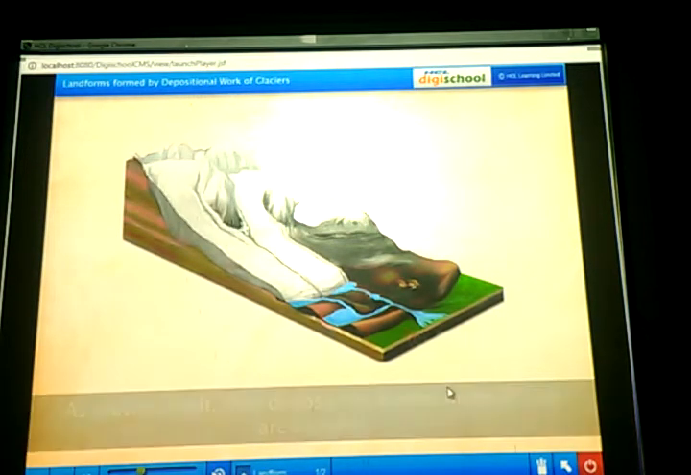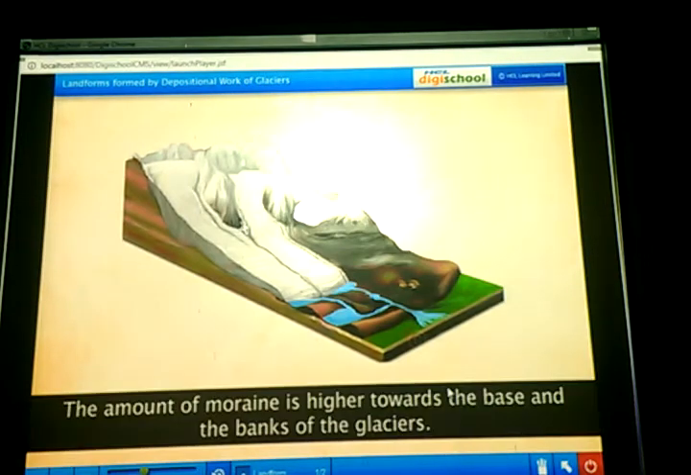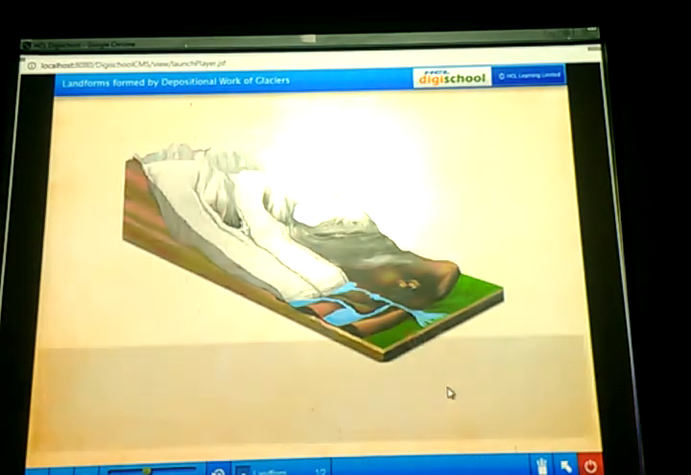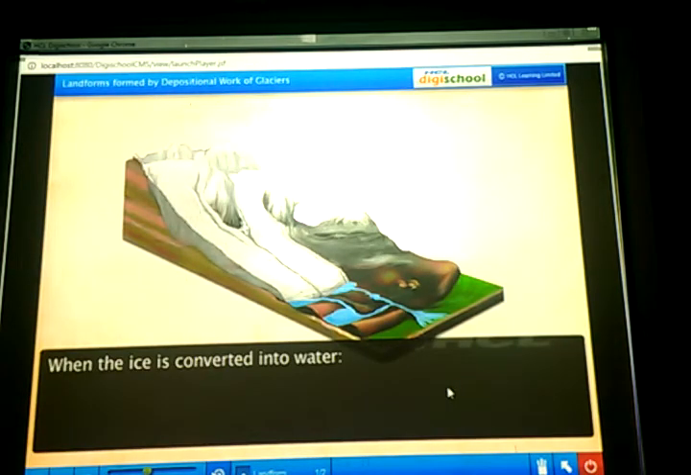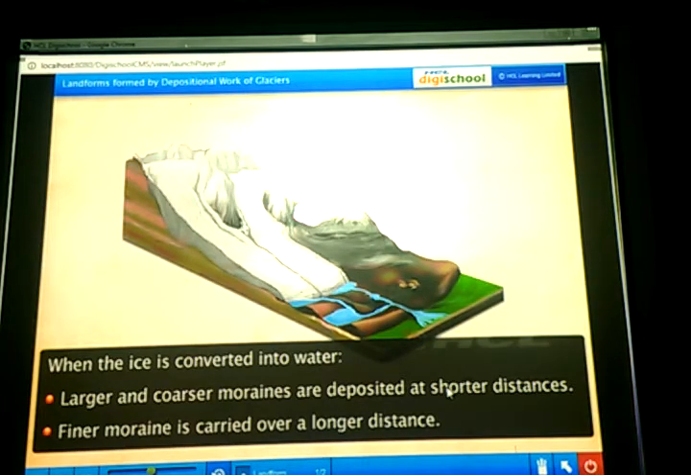Huge heaps of ground moraines deposited in the form of egg-shaped hills are called drumlins. This feature is found in Northern Ireland and the North European plains. At times, the moraine gets deposited in the form of long, winding, narrow hills with steep slopes. These are called eskers.